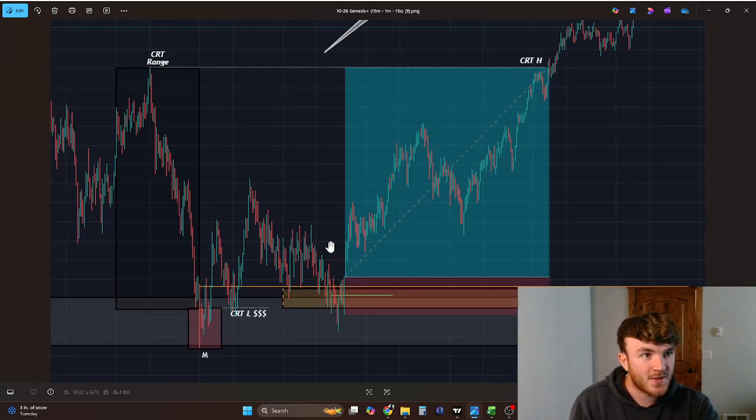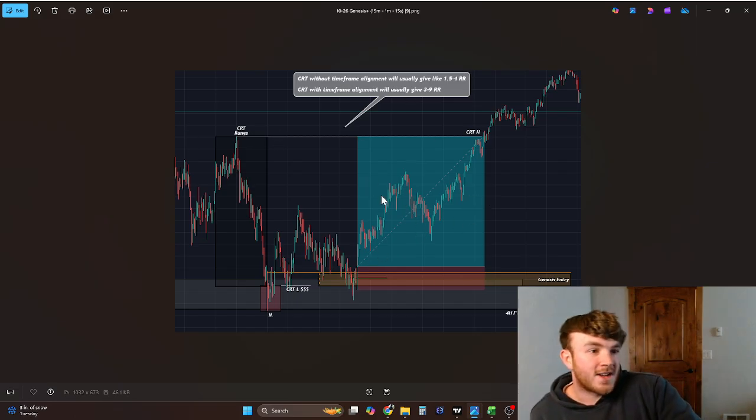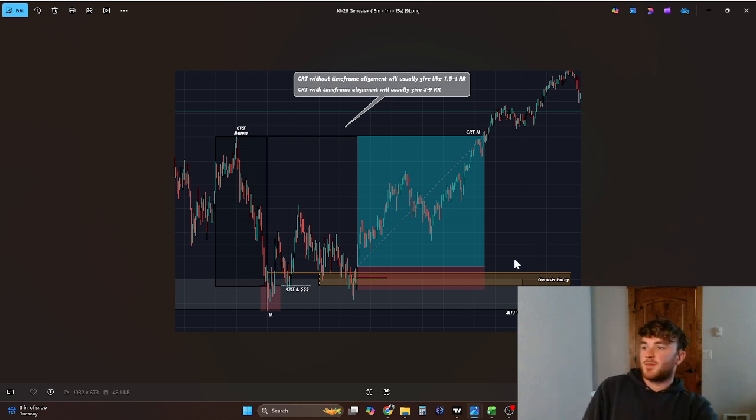You can go break even right here, and then we deliver up to the CRT high. And like I said, this is going to double your RR or whatever, because you can have a tighter stop loss. So this is how you align time and price with CRT. So that finishes the CRT portion.